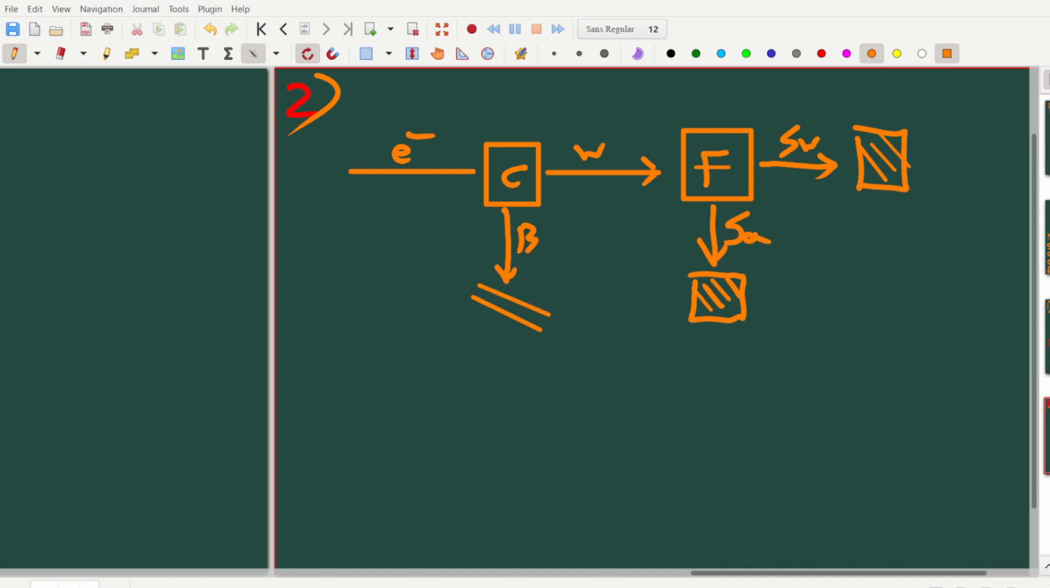Okay, so let's think about this a little bit. Should make sense. Electrons come through. 50% of them go this way. We lose them. And 50% of them go through here, enter into the flavor box, and then get split. And what should they get split into? What percentage of clicks should we see here and here?